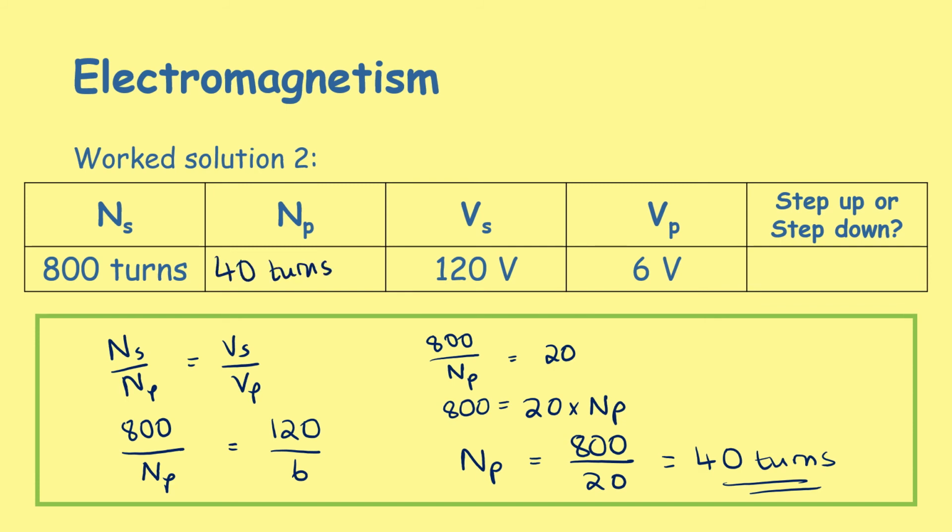Now to find out whether it's a step up or a step down transformer, we can see the number of turns on the primary coil is less than the number of turns on the secondary coil. So again, this is going to be a step up transformer. We've increased the number of turns.